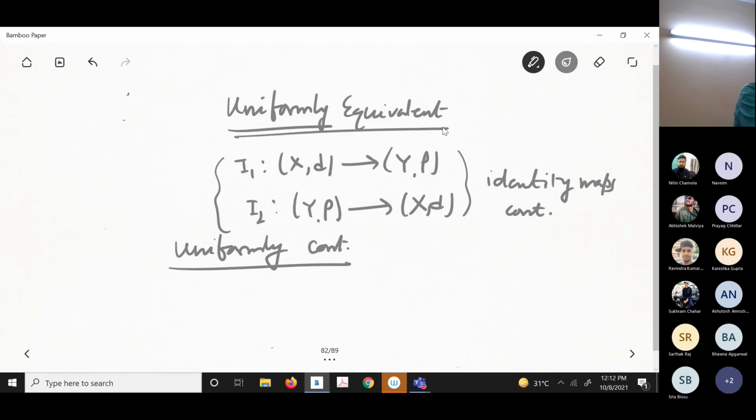Then you can easily prove that, because you should know uniformly continuous maps send Cauchy sequences to Cauchy sequences. So if this identity is uniformly continuous, Cauchy sequences here will go to Cauchy sequences here. Similarly, if you assume this is uniformly continuous, Cauchy sequences here will go to Cauchy sequences here. So the collection of Cauchy sequences in both X, D, sorry, this should be X, rho, is the same thing. Then set X.